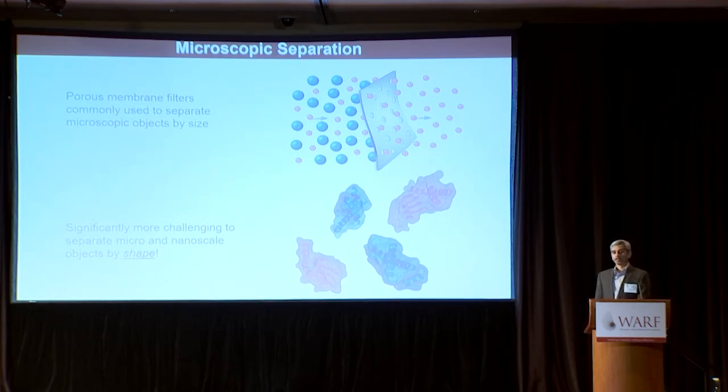And not only are they small, the other difficulty is it's a little easier to separate objects by size. It's a lot harder to separate them by shape, right? So a lot of currently existing membrane filters have either randomly shaped pores, or you have precision filters with circular or square pore openings. But none of these technologies are good at separating objects by shape.